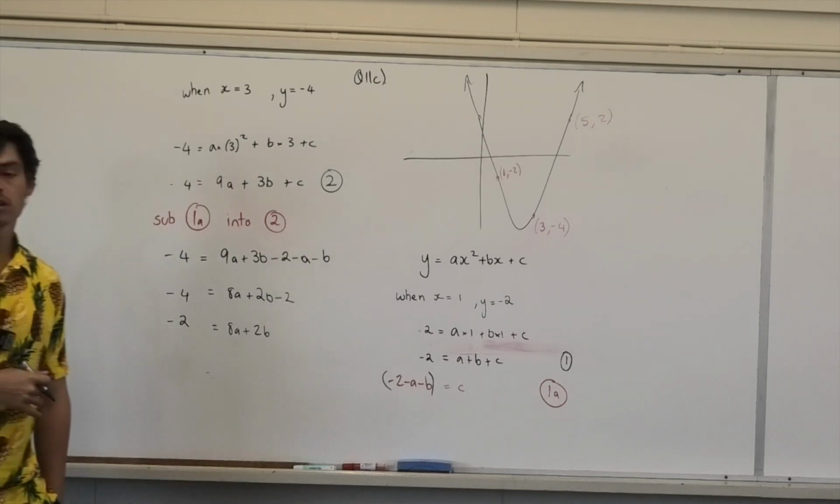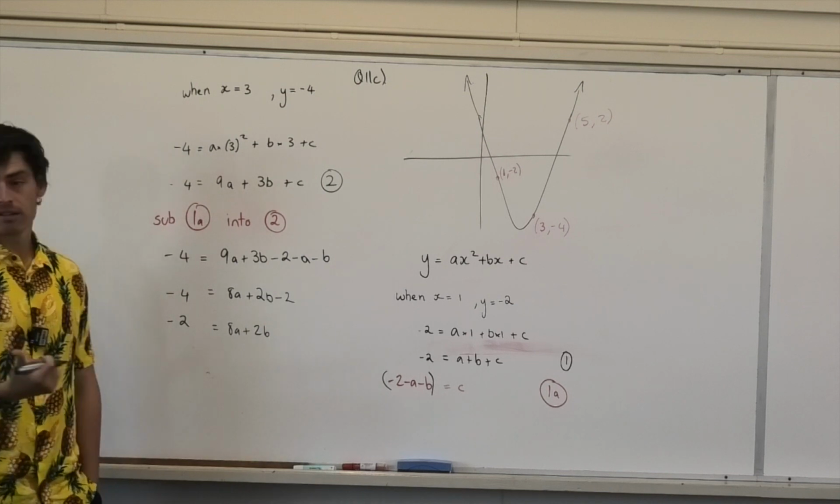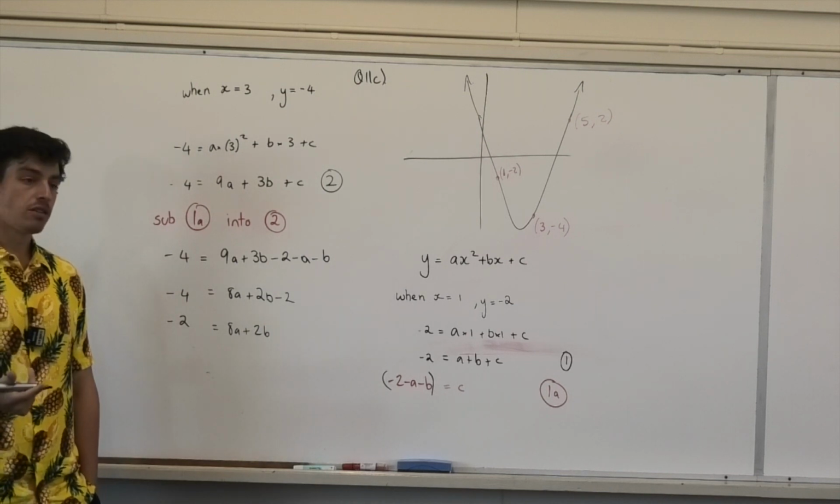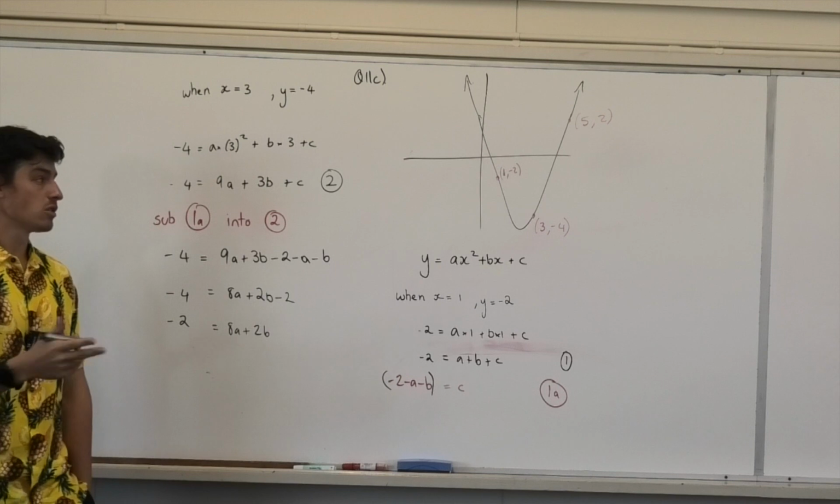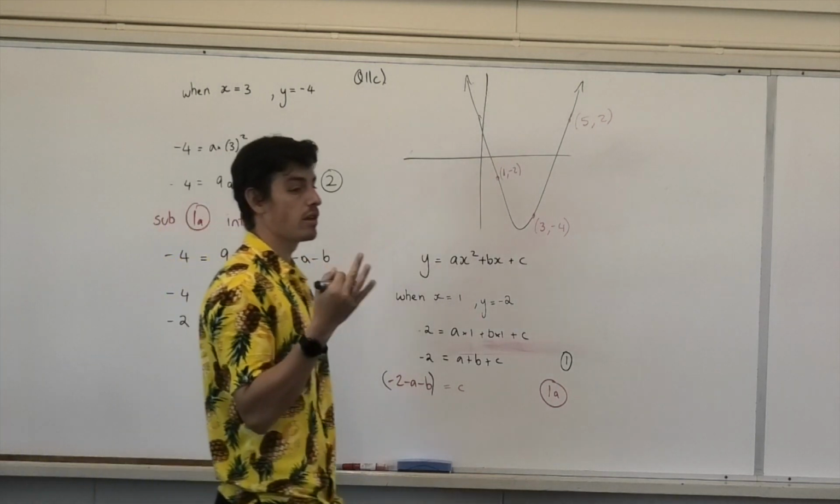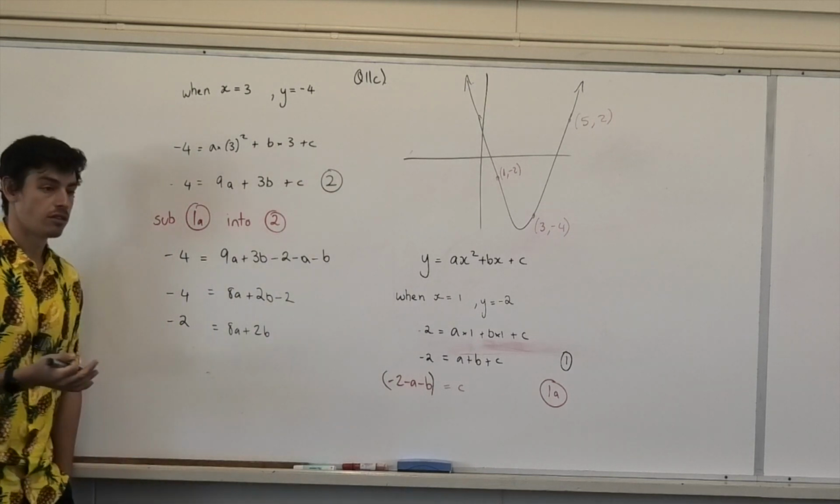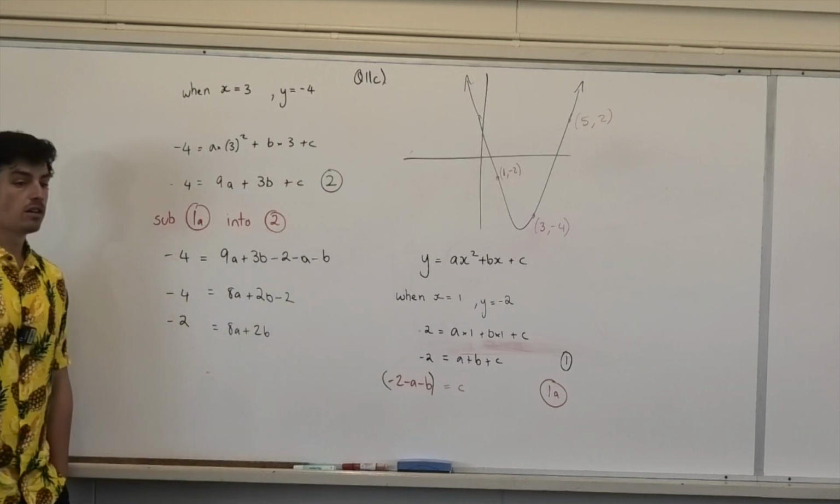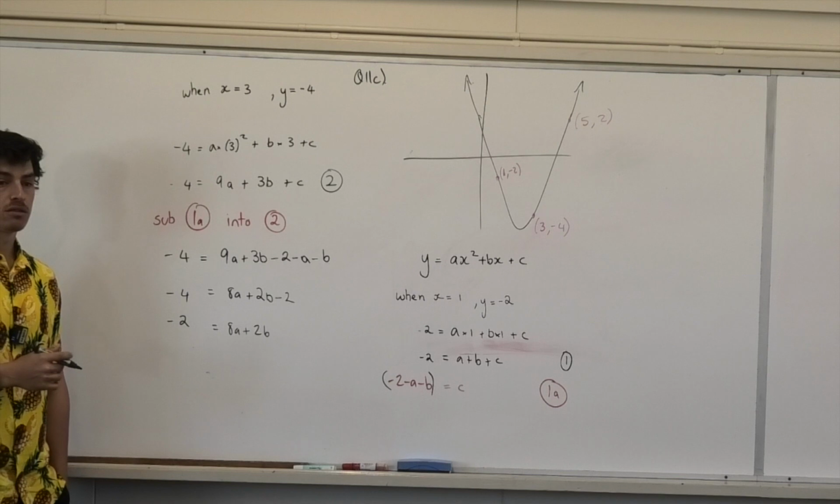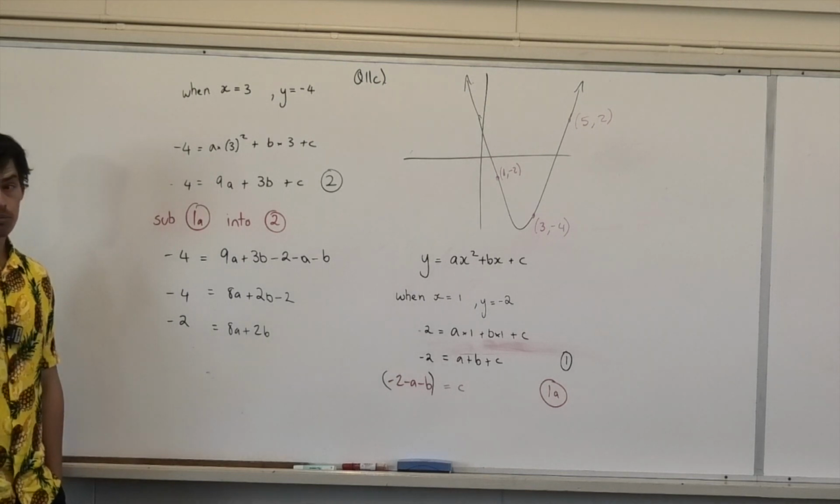How many unknowns did I start with? Did I know a? Did I know b? Did I know c? x and y I can sub values in, so I had 3 things I didn't know. How many have I got now? 2, correct? Have I used up all my points? So I've still got one more point to use, correct?